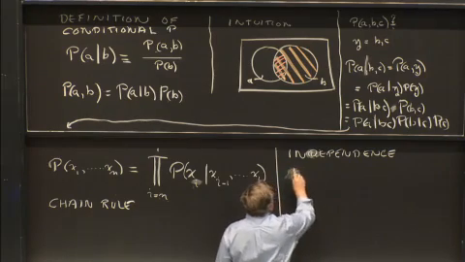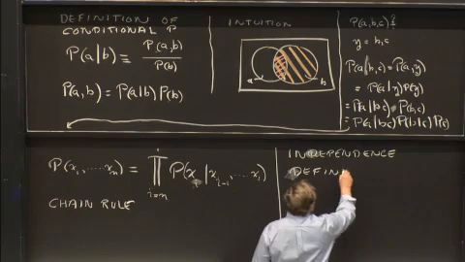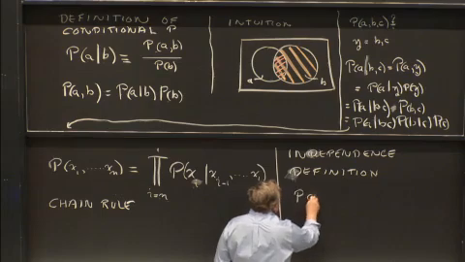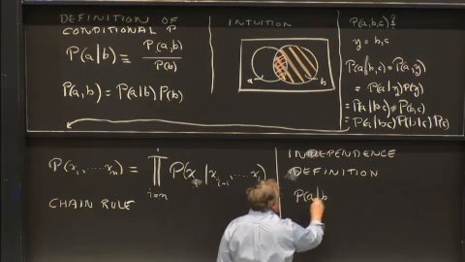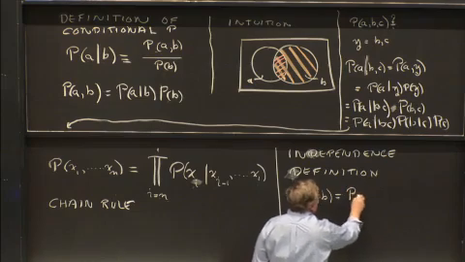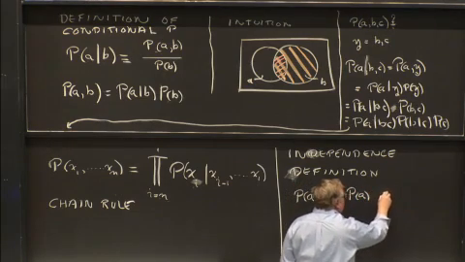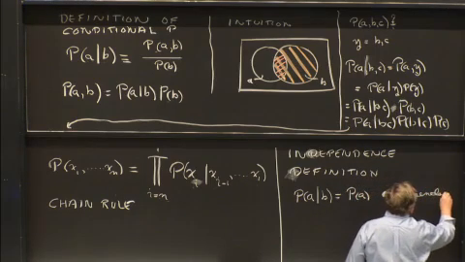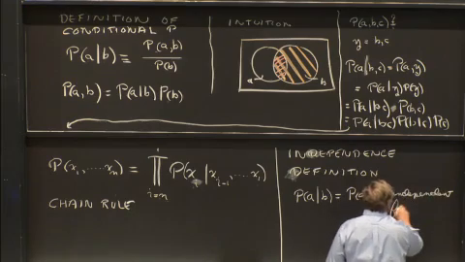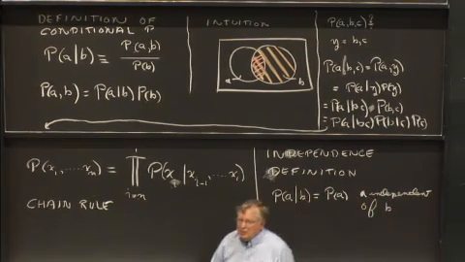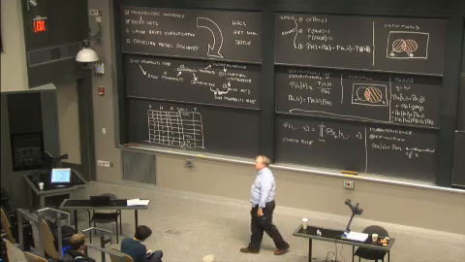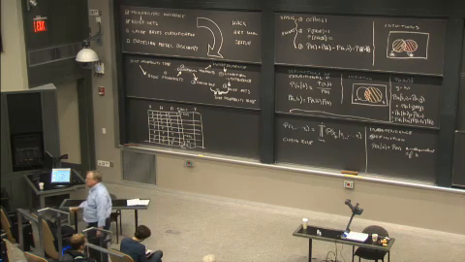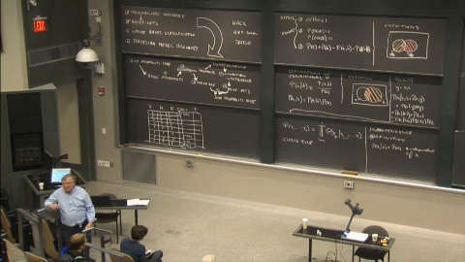So the definition goes like this. We say that P of A given B is equal to P of A if A is independent of B. So that says that the probability of A doesn't depend on what's going on with B. It's the same either way. So it's independent. B doesn't matter.